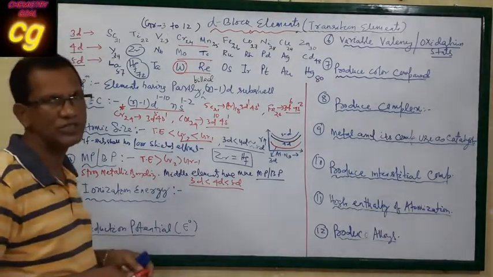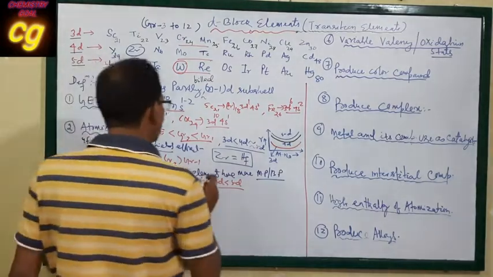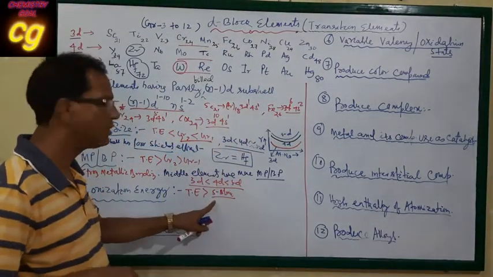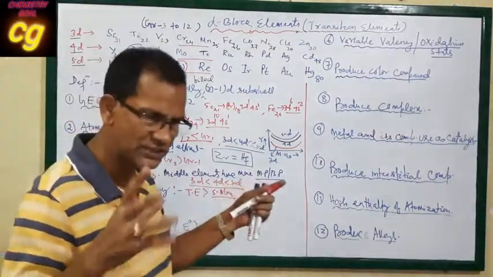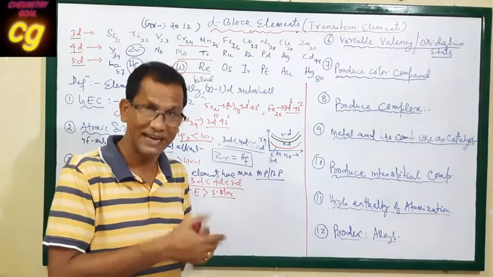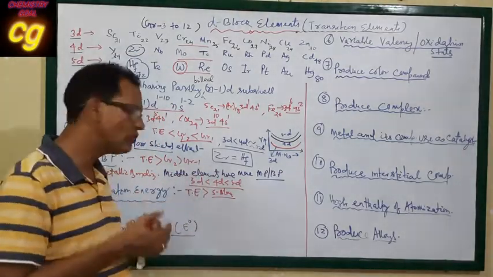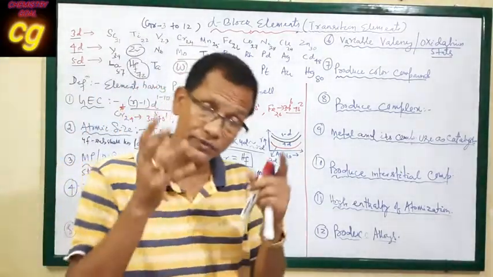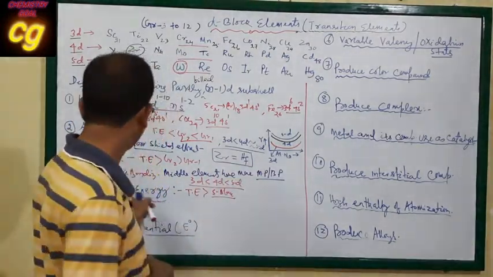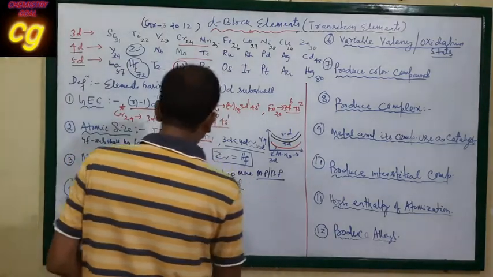The next property is ionization energy. If you compare with the s block, transition elements have higher ionization energy because there are two factors. One factor is that the metallic bond is strong, and the electron is tightly held by the core, because the attraction between the core and the outermost electron is more. That's why the metallic bond is stronger and the ionization energy more. Another factor is that from the s block to the d block, the effective nuclear charge increases. That's why the ionization energy is generally more. So transition elements have high ionization energy.